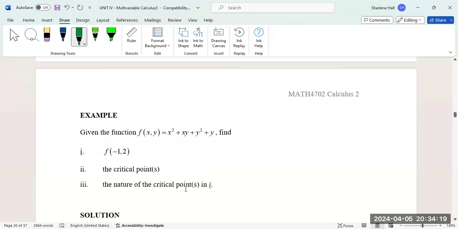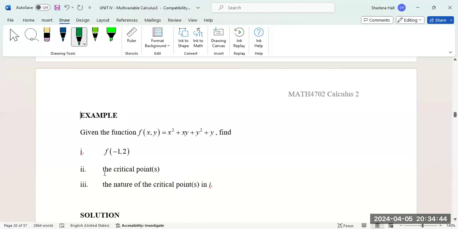I think it's a past paper question, but it's not a past paper question for your Calculus 2. I think that I would have extracted this question from business calculus. But it still gives us our multivariable function. It is asking us to find f of negative 1, 2. Then it is asking us to find the critical points.